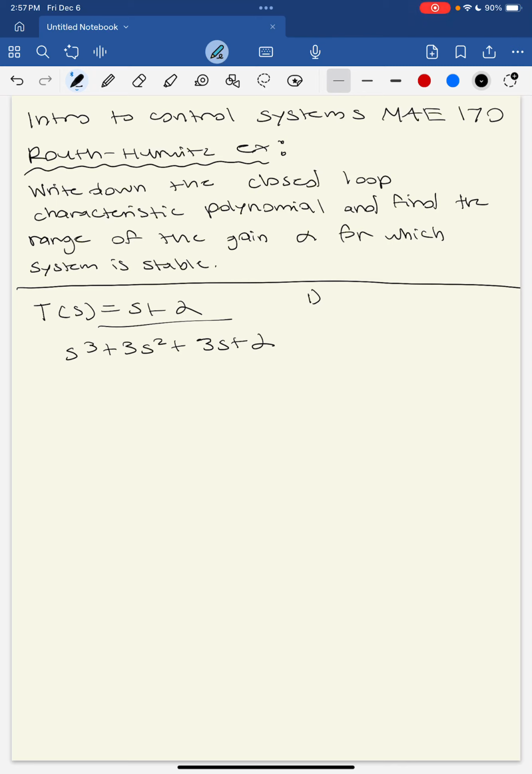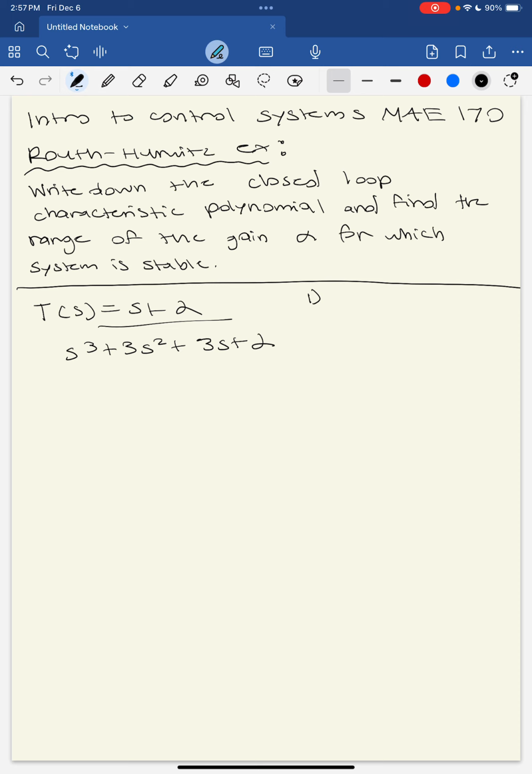Hello, so today I will be going over another example in which we will use Routh-Hurwitz. In this example, we're asked to write down the closed loop characteristic polynomial and find the range of the gain alpha for which the system is unstable.